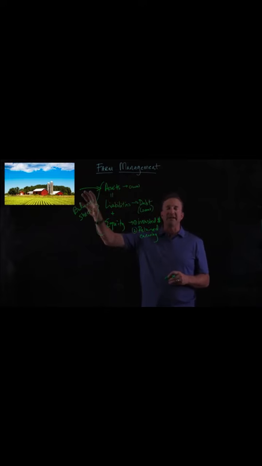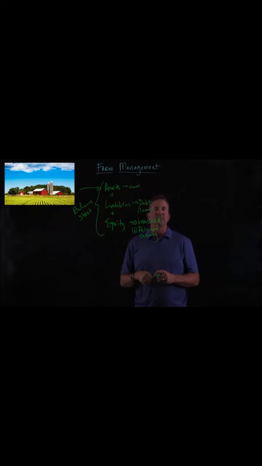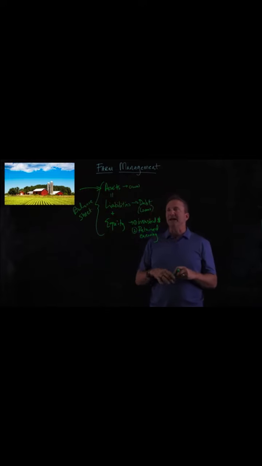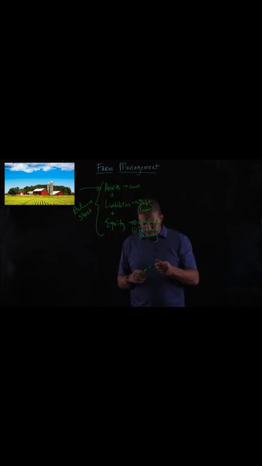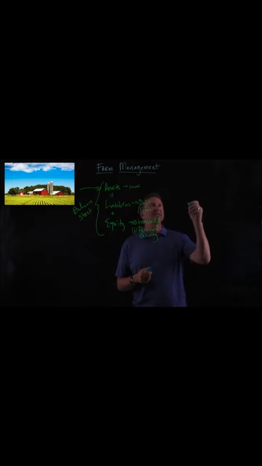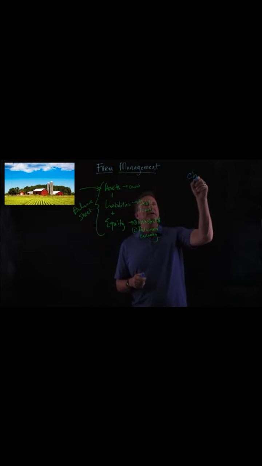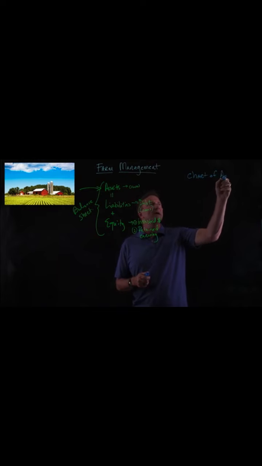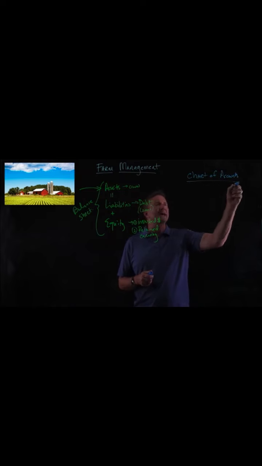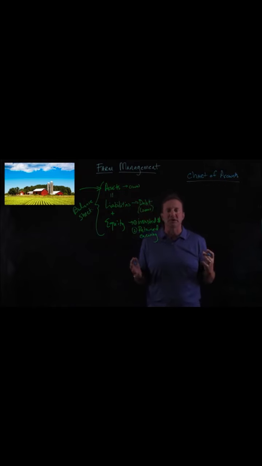They represent the financial picture of the farm. Now, in farm management, how do we manage this balance sheet? Well, that is something I wanted to introduce to you today called the chart of accounts. Now, the chart of accounts is how we actually organize the books.